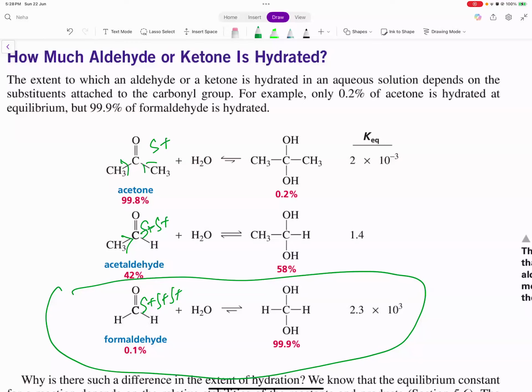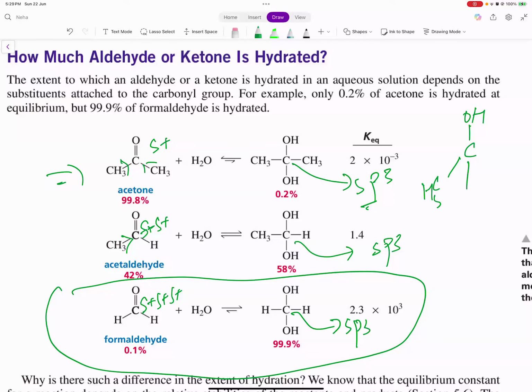One more factor, Neha, is these are electronic factors, and after the formation of hydrate, this carbon has become sp3 hybridized, right? So the most steric repulsion will occur in the first case, because it has two alkyl groups. These will repel. But in the other case, we'll have only methyl and hydrogen, and here we'll have the least repulsion. There won't be any repulsion.